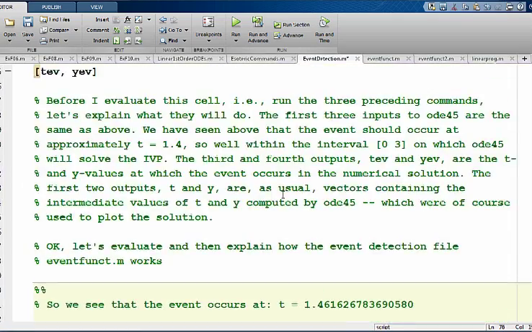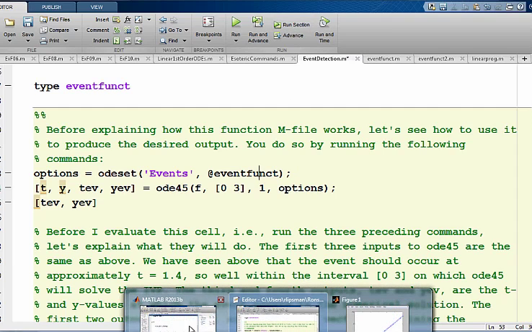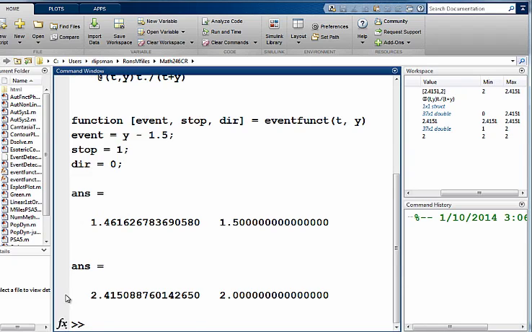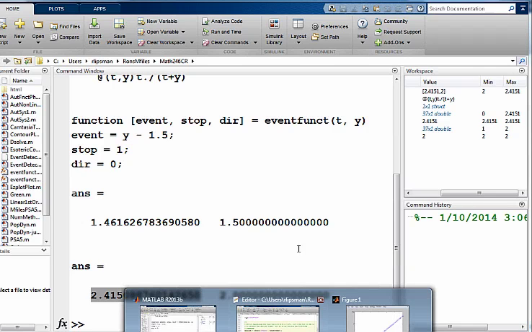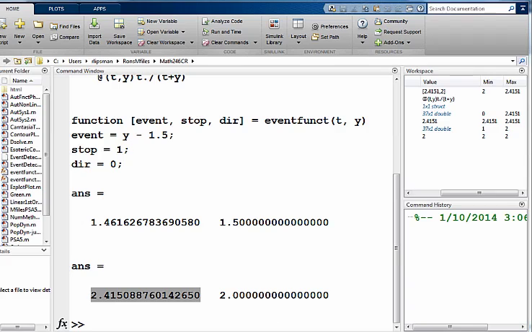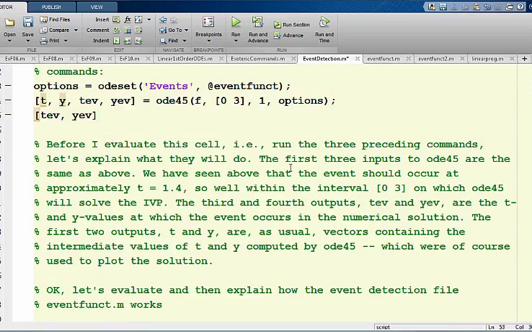So I'll go back up here and run this cell, and if we do that and look in the MATLAB window, it happens at 2.415, etc. This is when t equals that, that's when y equals 2. Obviously, just by altering the event file, you can set your parameters any way that you like. All right, let's return to the editor window and continue on.